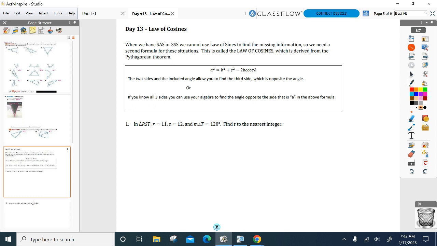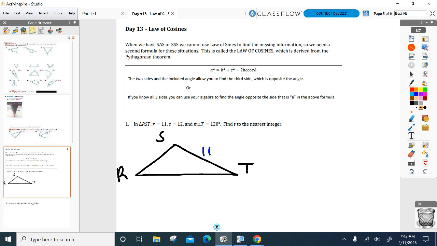All right, so what I want you guys to do, set up triangle RST for me. Go ahead, set up RST. And I first want to show you why law of sines is not good enough. So you have r is 11. Remember, what did we talk about yesterday? Lowercase r means that's the side across from angle R is 11. Side across from angle S is 12. Angle T, 120. And find side t to the nearest integer.